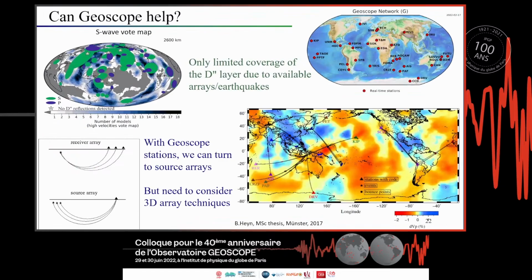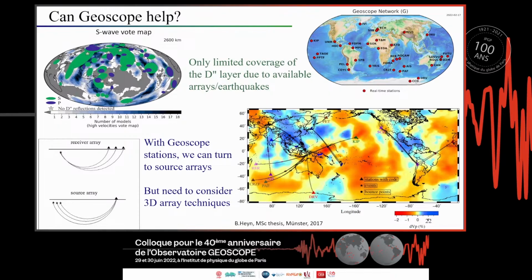So because we're here 40 years at Geoscope, I thought, okay, what can actually Geoscope do to help us? And if you look at our map up there, it's very sparse. So there's not that many points that we can sample unless we use things like Geoscope stations, and not receiver arrays, but source arrays. So we have lots of different earthquakes recorded at one station, and then we start using source arrays. We have tried that, and that's the master's thesis of Björn Hein, who is now in Oslo and is now a postdoc already in geodynamics, right?